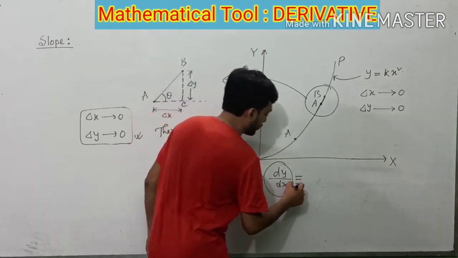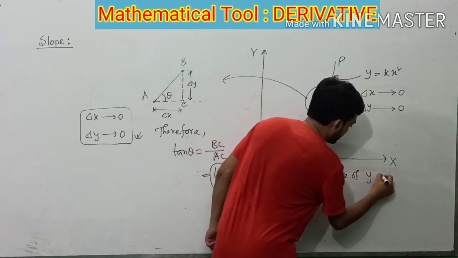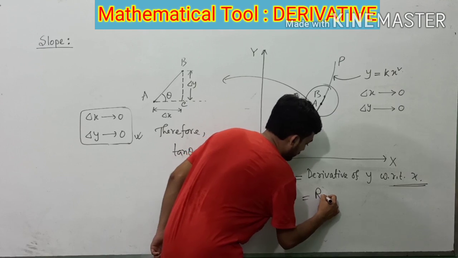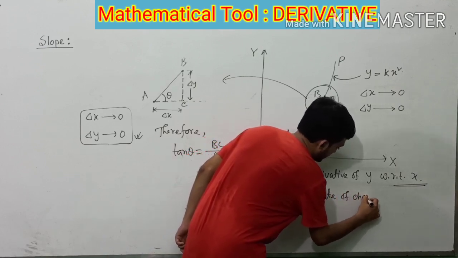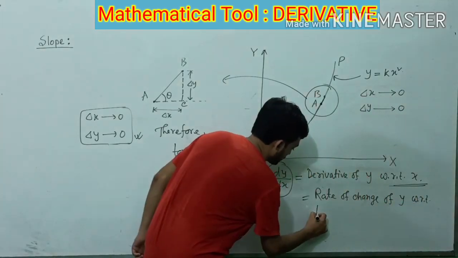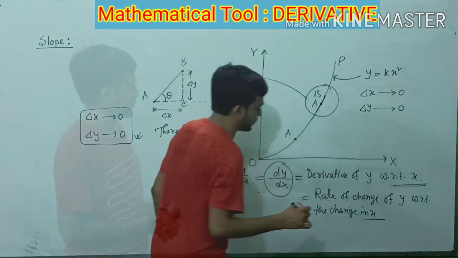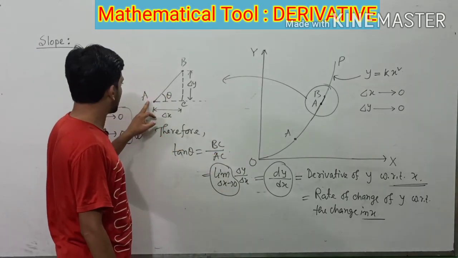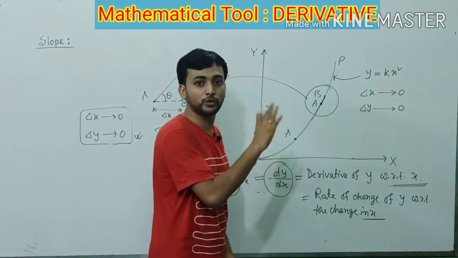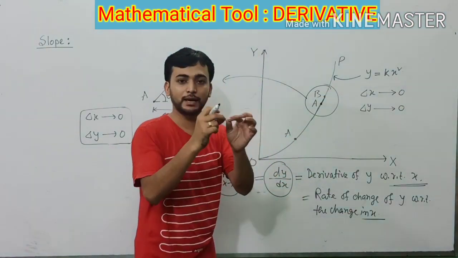this one is known as derivative of y with respect to x. In other words also you can say rate of change of y with respect to the change in x. Understood? Now another thing, whenever you are considering A is very close to B, then this portion you cannot show in the diagram. In fact, you have to consider that B and A both are lying at the same point.